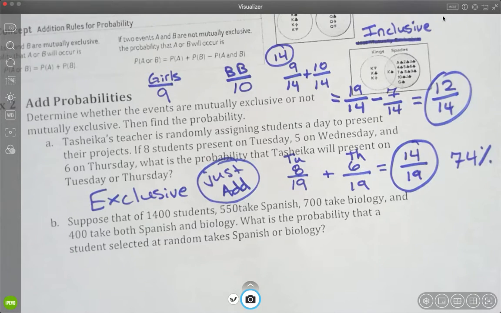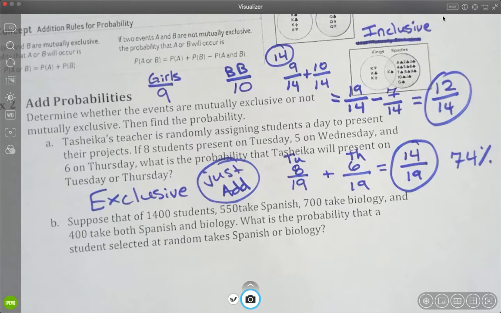Because 14 over 19 leaves 5 people that don't present on Tuesday or Thursday. Are there 5 people that present on Wednesday? Yes, right? Does that make sense? So this is exclusive. You just add the 2 together. That's it. Okay, now, this next one.